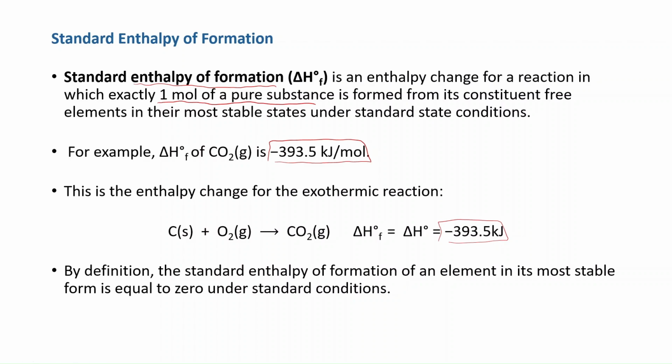If you have an element, the element is already formed. Okay? So under standard conditions, the enthalpy of formation of an element is going to be 0 because you don't form an element. You don't form carbon. You don't form oxygen, but you do form carbon dioxide. Okay?